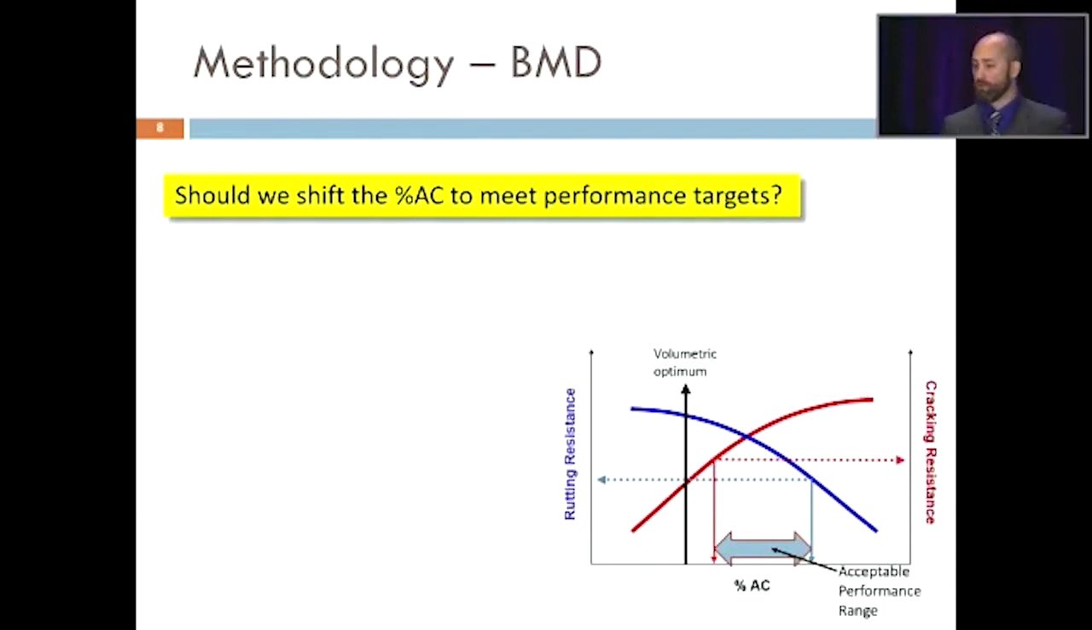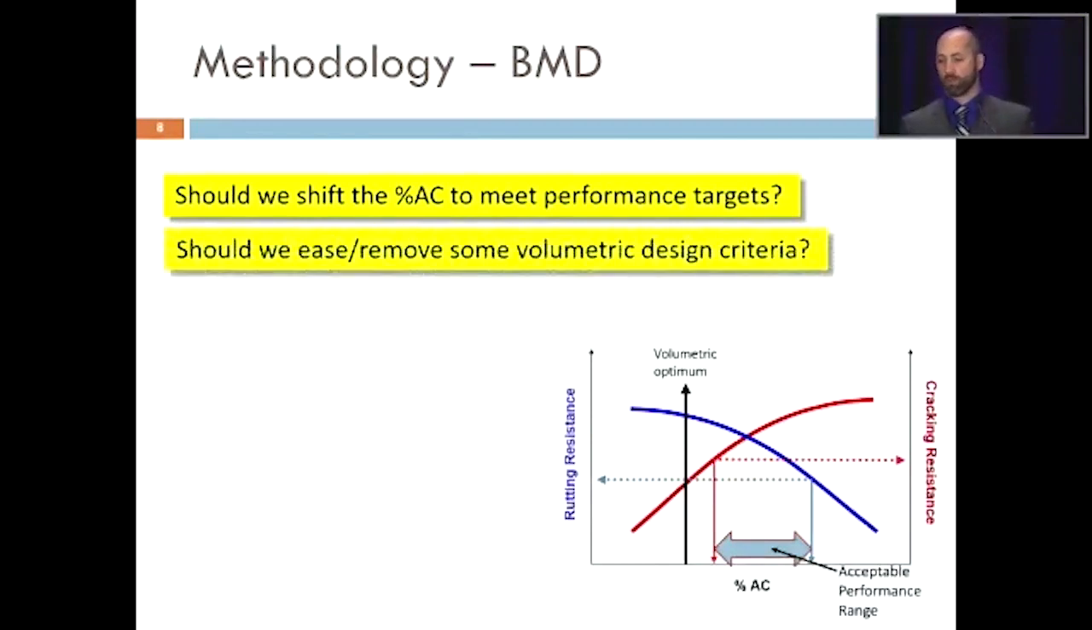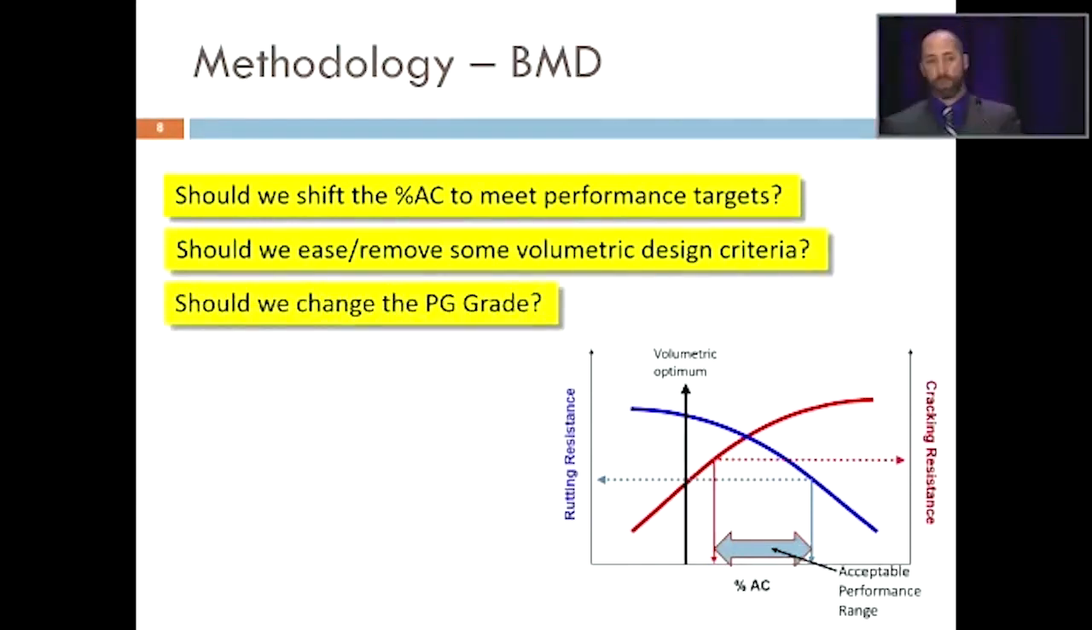But it's obvious that we obviously need to shift the asphalt content to be able to gain the necessary performance. Should we ease or remove some of the volumetric design criteria? Yeah, in my mind, I think yes. This is an opportunity to loosen up some of the specifications, be less prescriptive. Should we change the PG grade? We've been doing some lab work where just shifting the grade, you can have a significant improvement. So you can still maintain the same volumetric criteria and improve the grade and improve your performance.